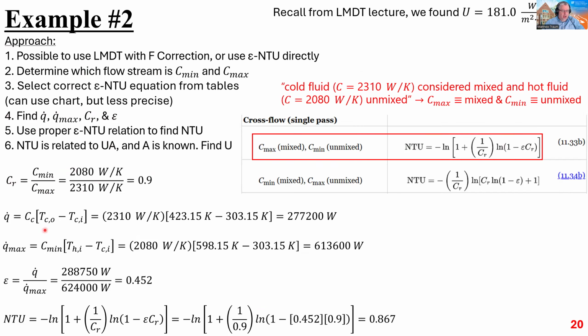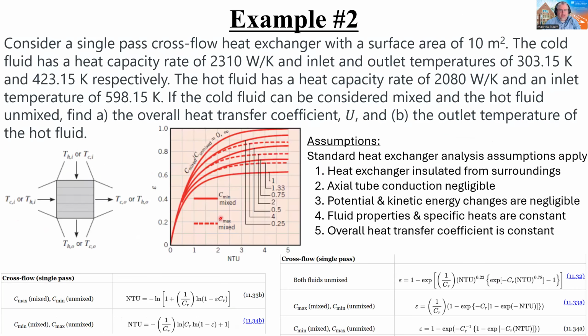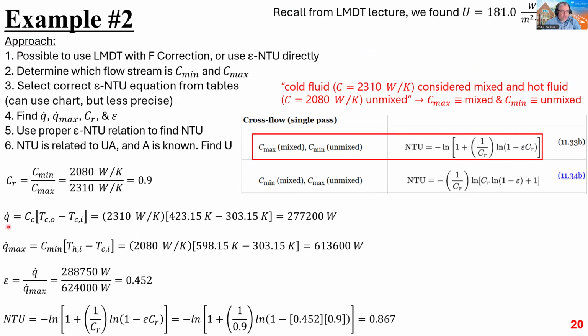We also know that the Q is, let me think about this for a second. Oh, were we given these temperatures? Wow, that's very generous of them. Yeah, the cold fluid heat capacity, and the inlet and outlet temperatures, 303 and 423 respectively. They actually gave us those two temperatures, and we know the C value because that was given too. So we can just calculate Q dot straight away. So there it is: 277,200 watts. That's Q.